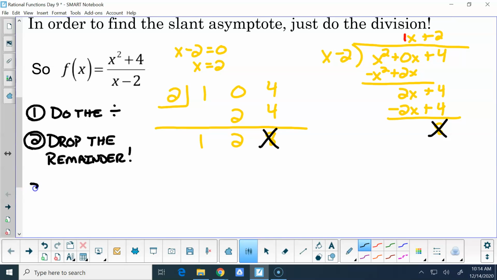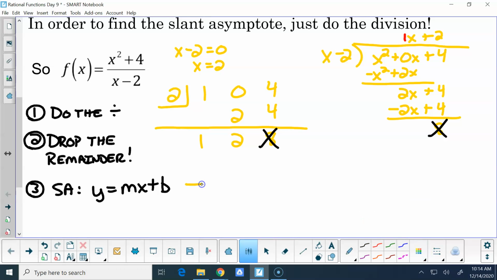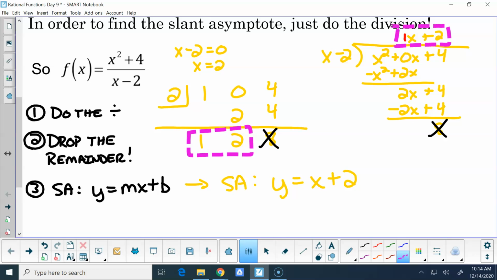And then our last step is your slant asymptote is going to be of the form y equals mx plus b. And so in this particular case, our slant asymptote was y equals x plus 2. And we get that from right here, or right there.